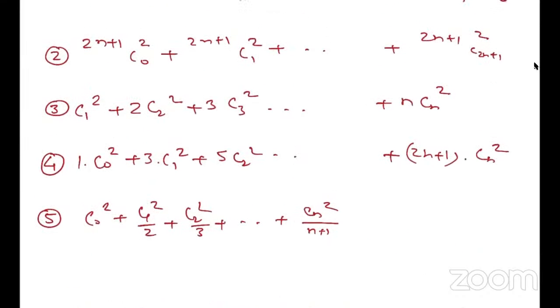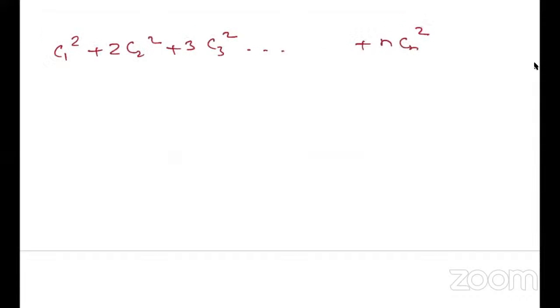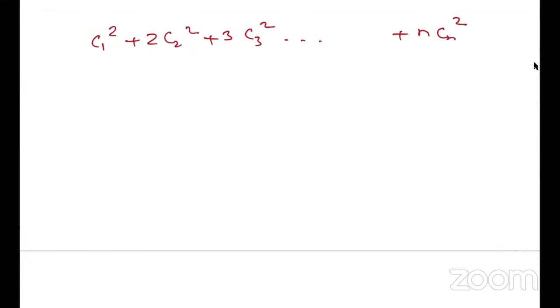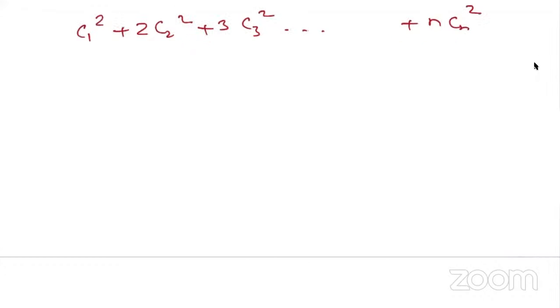Third one. Everyone try to solve this. This time it's C1 square plus 2C2 square up to nCn square. I'm giving you 2 minutes to think about how to go for this, how to proceed. Again, the same question is there, but the numbering is different. For nC0 square, 0, 1, 2, 3 up to n are coming.